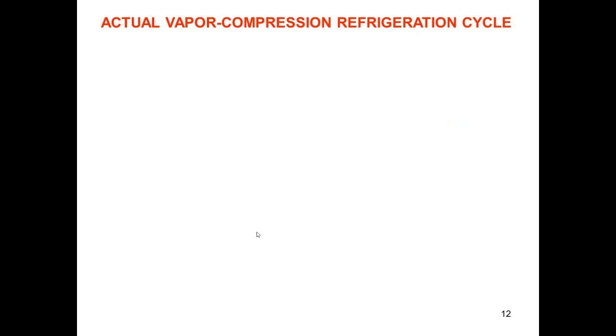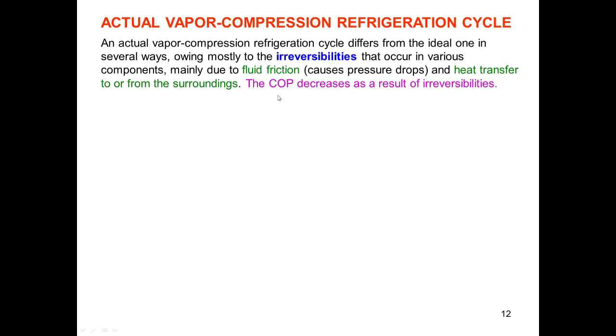Now, the actual vapor compression refrigeration system is slightly different from the ideal vapor compression system. This is because irreversibilities exist in the actual system. These irreversibilities are the result of fluid friction, because once the refrigerant flows inside the tube, there is fluid friction between the wall of the tube and the refrigerant. Because of that, there is a pressure drop. This is one of the reasons for the irreversibility.